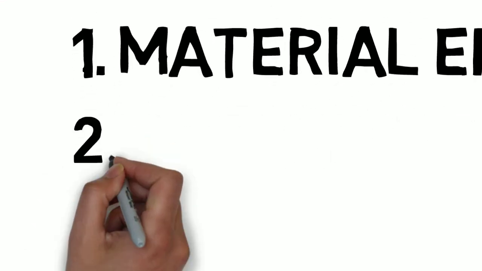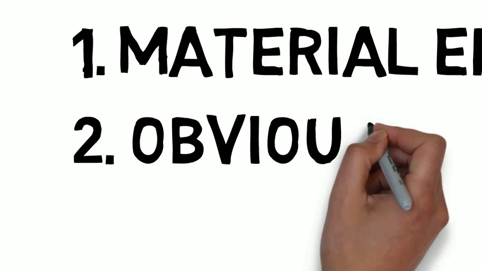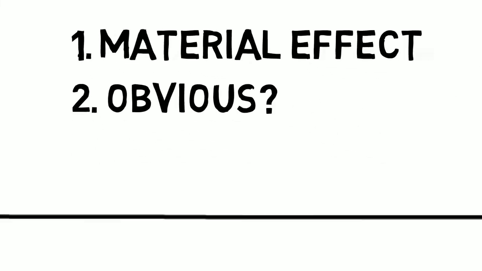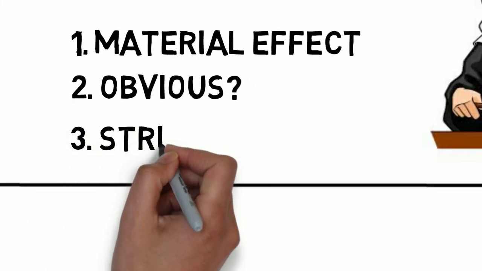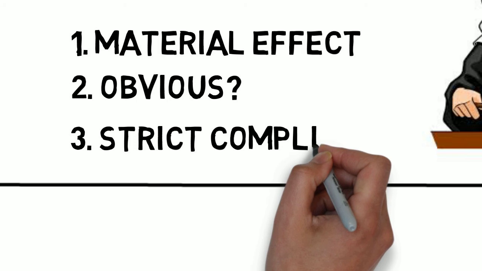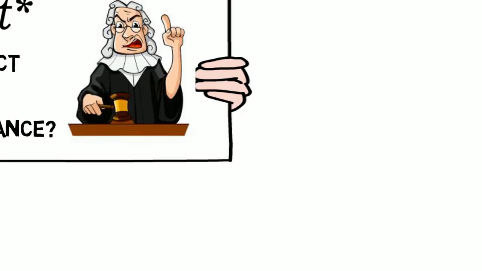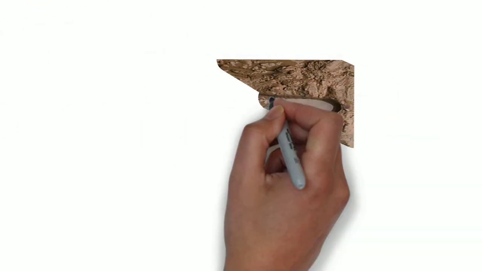2. If it has no material effect, would this be obvious to a skilled person? If no, the variant falls outside the claim as it does not give rise to a change. 3. Would a skilled person have understood from the language of the claim that the patentee intended that strict compliance with the meaning of an essential requirement of invention? If yes, the variant is outside the claim. If no, the variant falls within the scope of the claim.